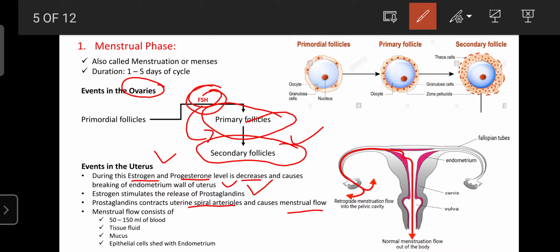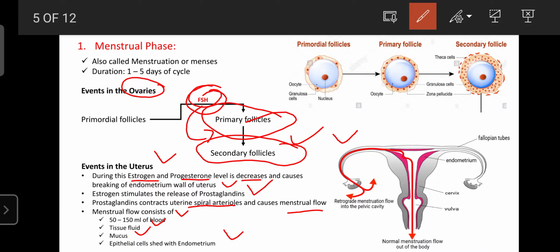And the menstrual flow mainly consists of 50 to 150 ml of blood, and it also consists of tissue fluid, mucus, and epithelial cells shed from the endometrium. Okay, so this is the structure, and that will be easily helpful for you.